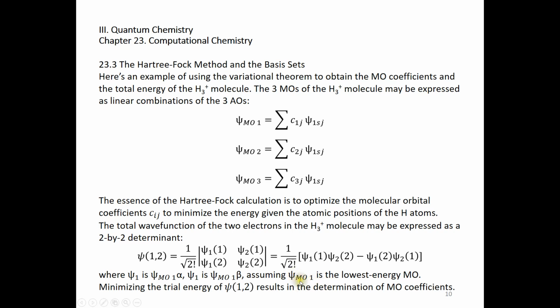Again, MO1 is the lowest energy MO. All three 1s atomic orbitals are in phase. And then we can compute the energy of psi 1, 2. And we can minimize this energy, which is going to give us these MO coefficients.